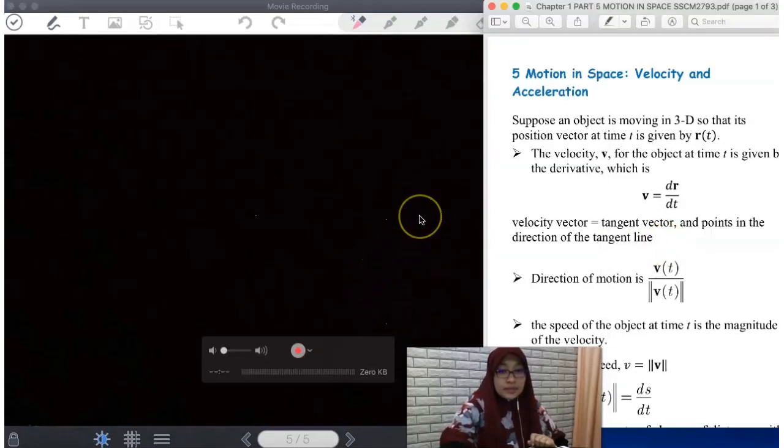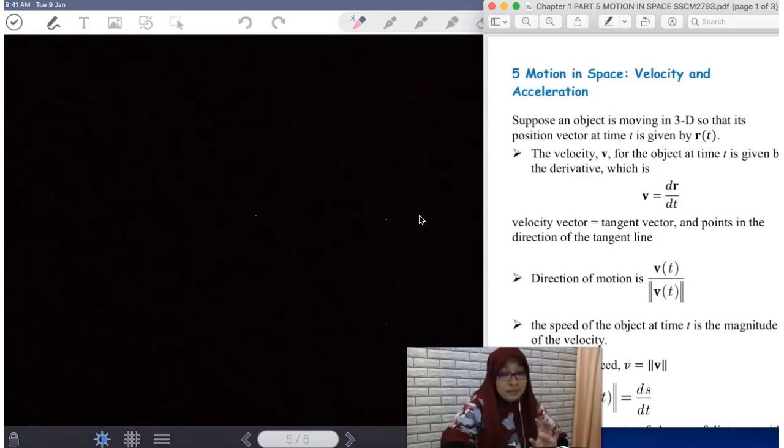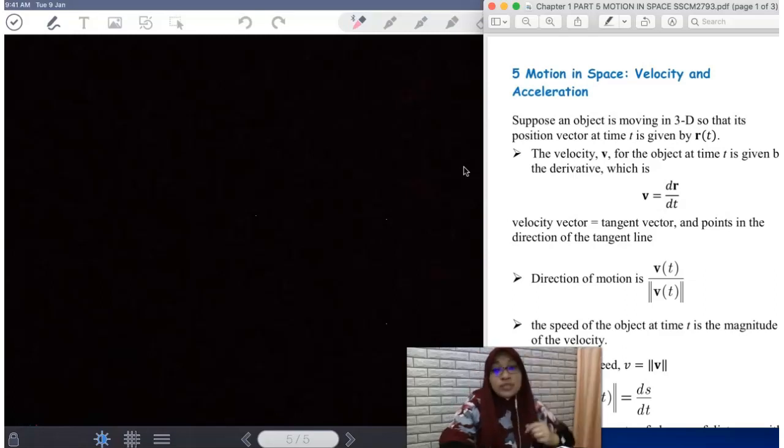Okay, so next, actually, we have to have a part 3, but I skipped that for a while. So I just go to the application of the motion in space first. After that, I will go back to part 3, which is about the unit tangent and unit normal vector and so on.